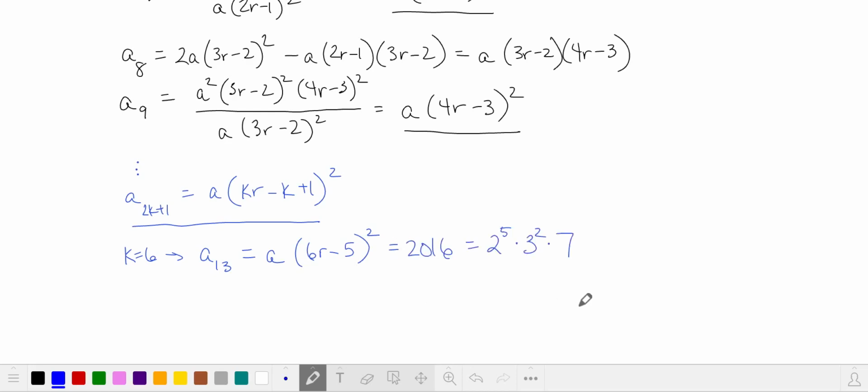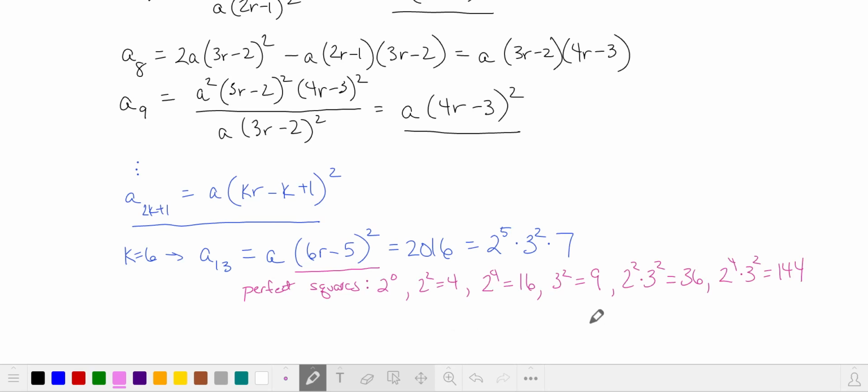Here's the prime factorization. All of our terms are integers, so we are looking for perfect squares from this factorization that evenly divide 2016. Our choices are 1, 4, 16, 9, 36, and 144.